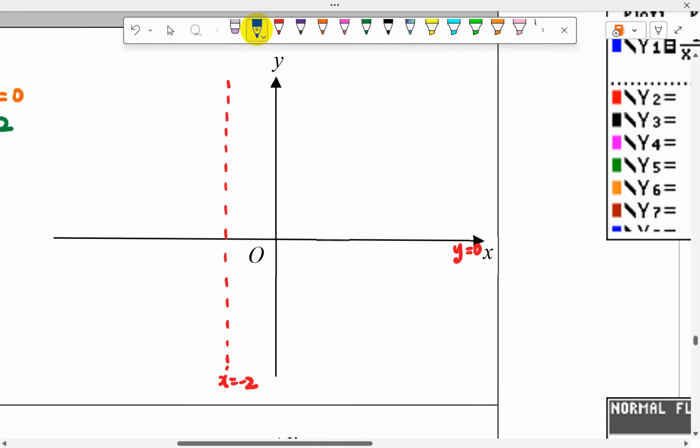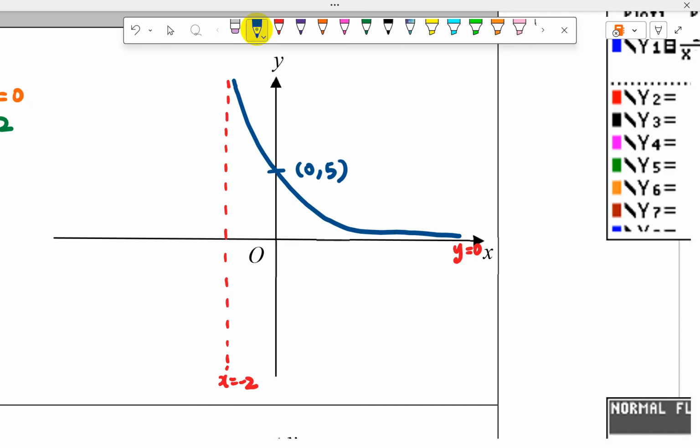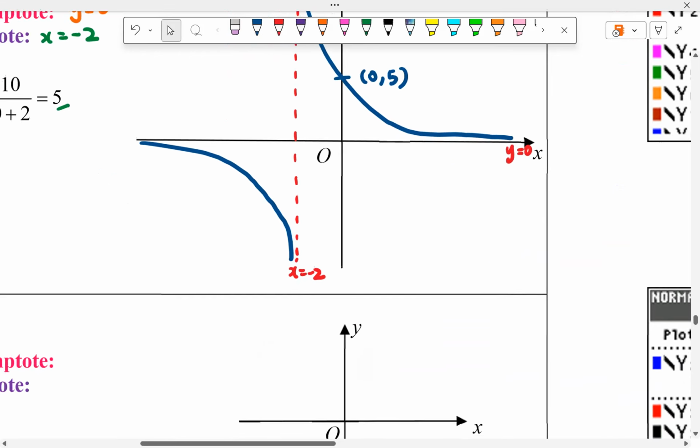So when you're sketching, start near the asymptote and then curve it down and end near the asymptote. Then label, this is 0, 5. The next one, the third quadrant, start near the asymptote at y equals to 0 and then curve it down. Okay, that's all for A.